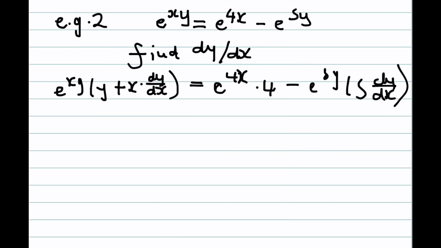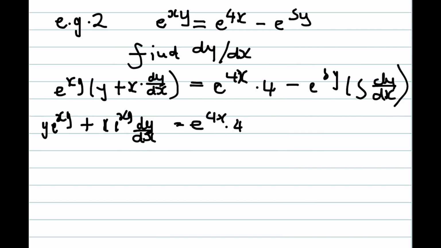Now let's just multiply out to make our lives easier. So we're going to have y e to the xy plus x e to the xy dy dx is equal to e to the 4x times 4 minus 5 dy dx e to the 5y.